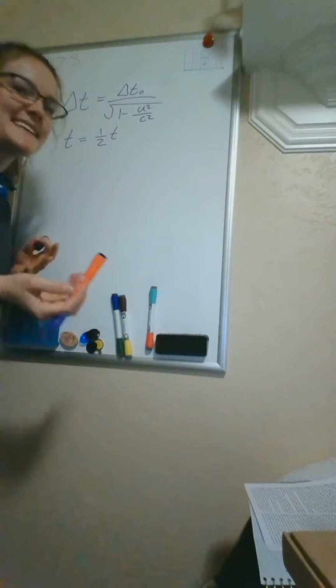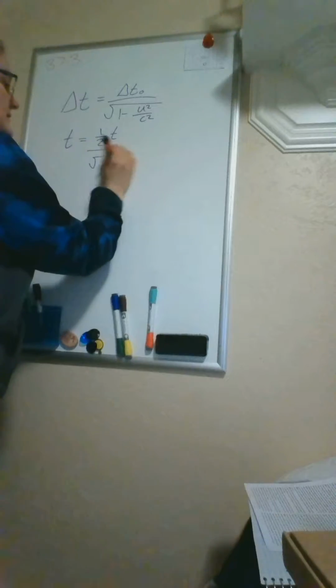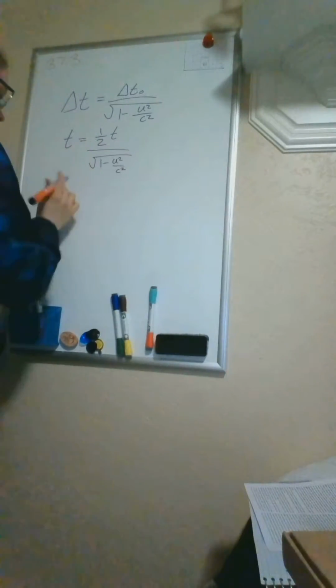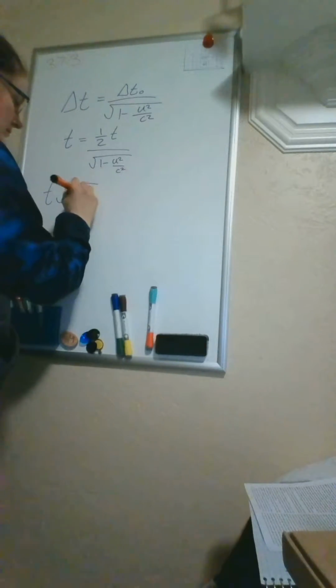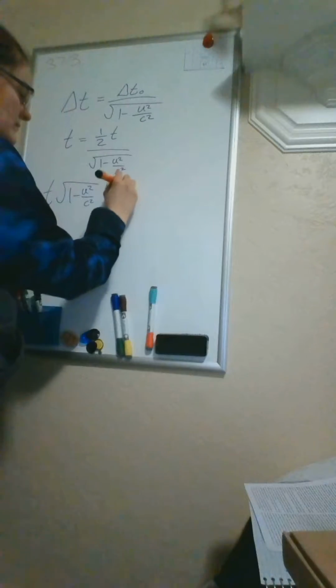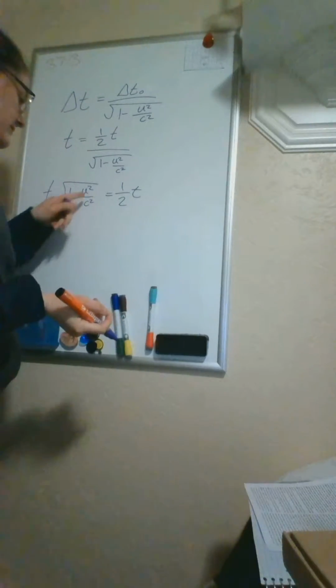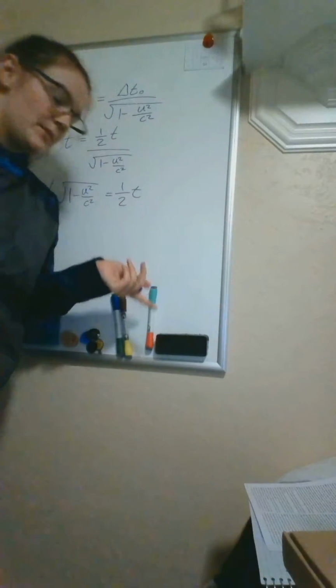So it doesn't matter if it's t naught or not because now we know what it is. And all of that is over the square root. We're going to multiply the square root over. Then we're going to be solving for u because it wants to know how fast the rocket is going, which is our u because that's our velocity.